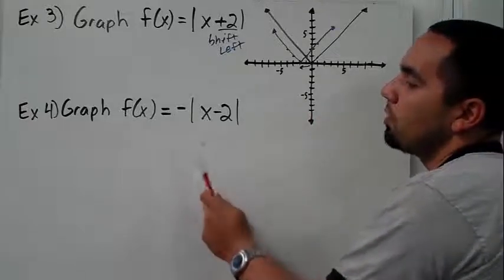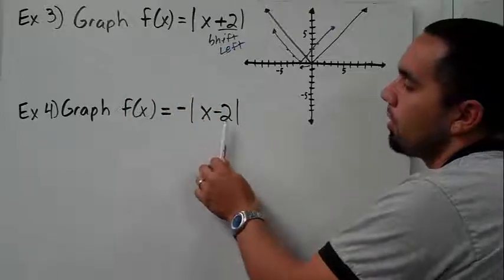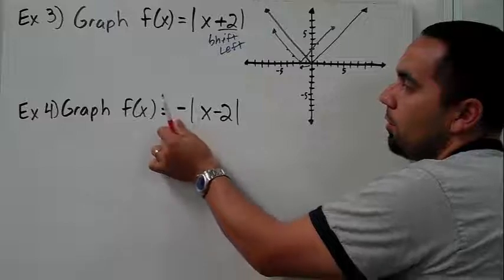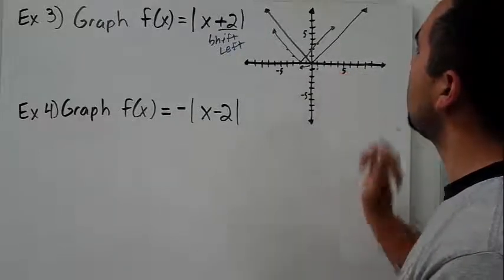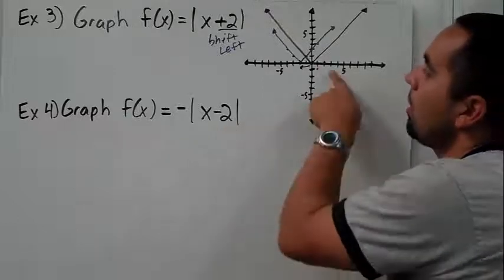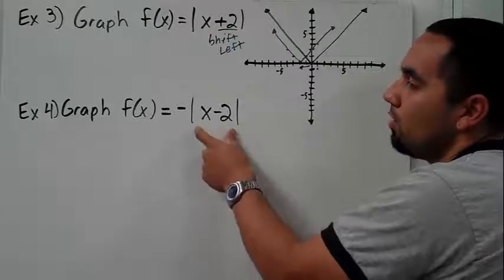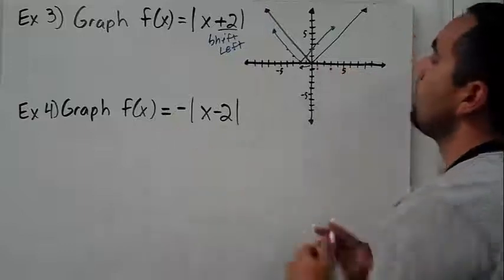What if x equals 1? Let's go this way, 1. 1 minus 2 is negative 1. The absolute value is 1. But then we have a minus on the outside, so it becomes negative 1. So now we see it going down a little bit. Let's try 3. 3 minus 2 is 1. Absolute value of 1 is 1. Negative 1 with the negative applied to it.